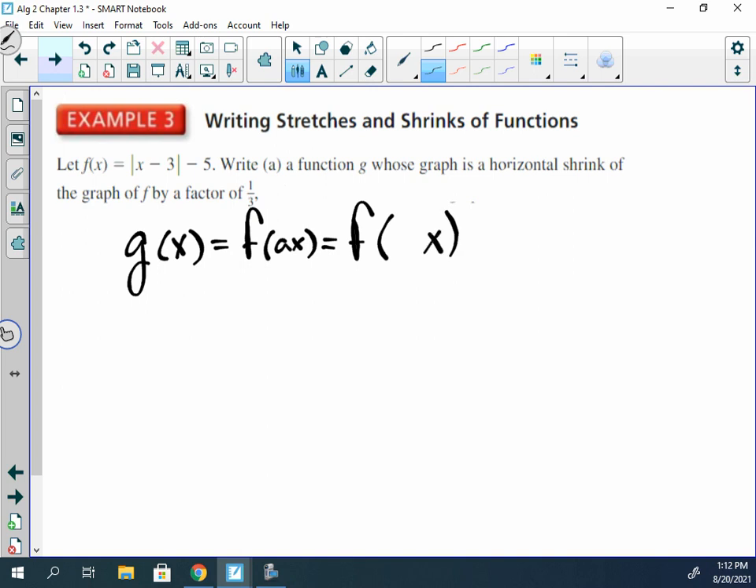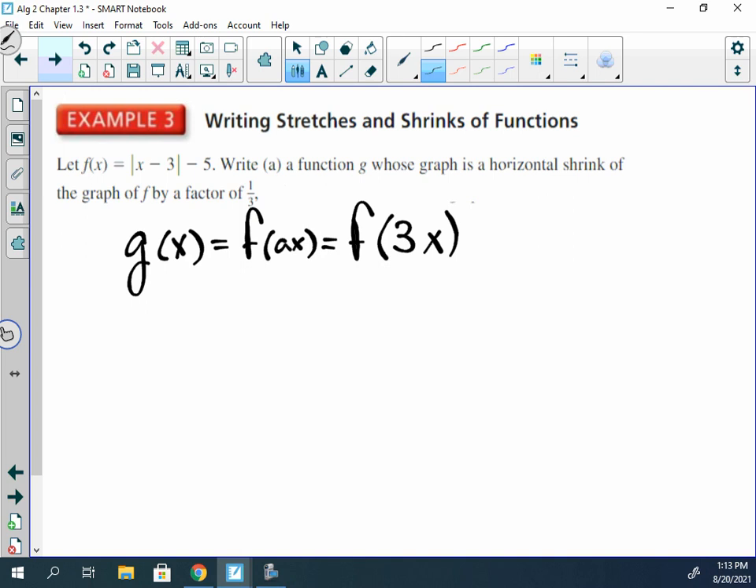So what would be the value of a that we plug into those parentheses? Because again, we have to flip it. With horizontal stretch or shrink, we have to flip it. That's why it's tricky. We just need to remember to flip it for horizontal. Horizontal, we have to flip. 2, 3. And that's the big hurdle.